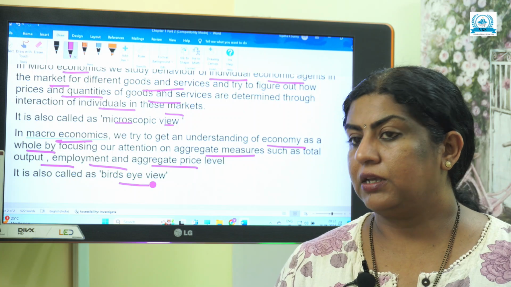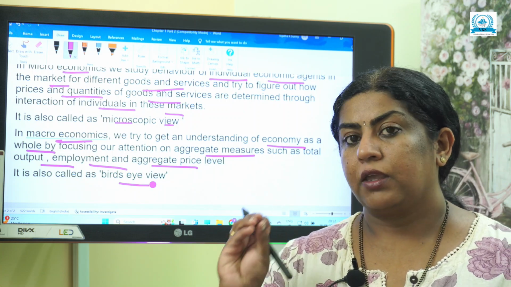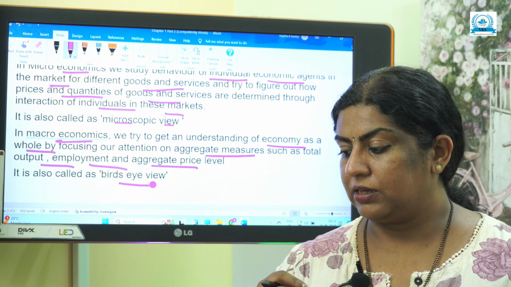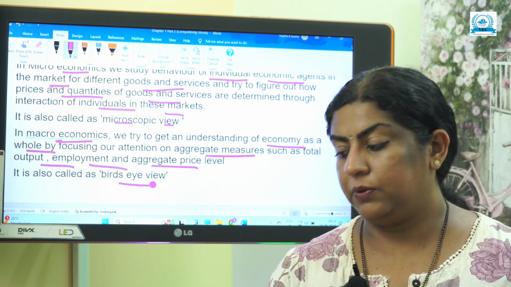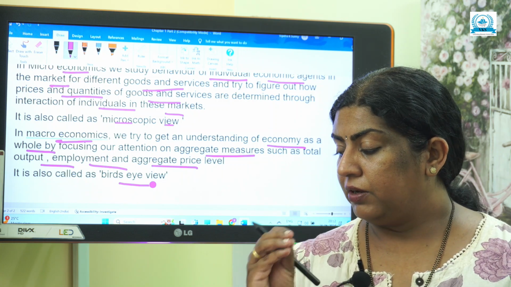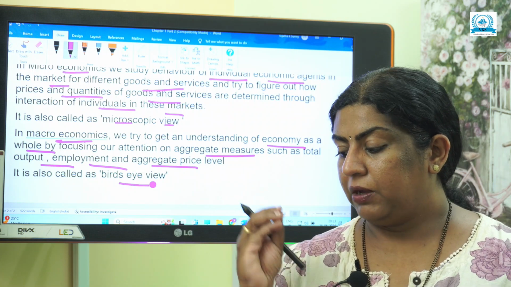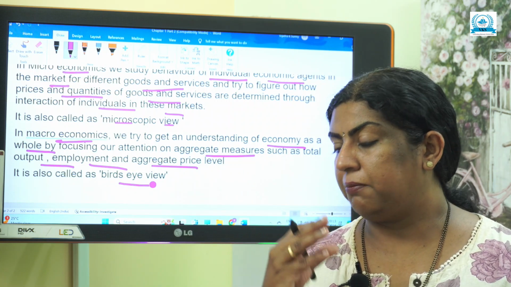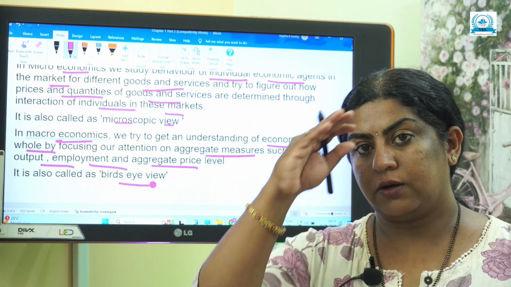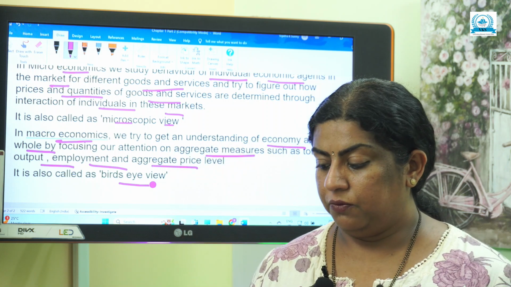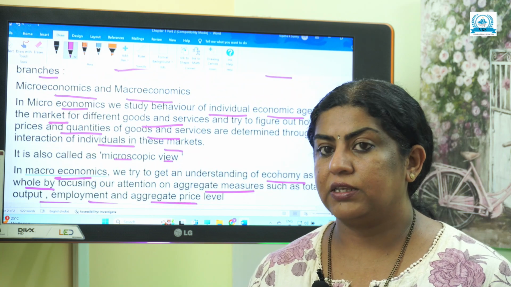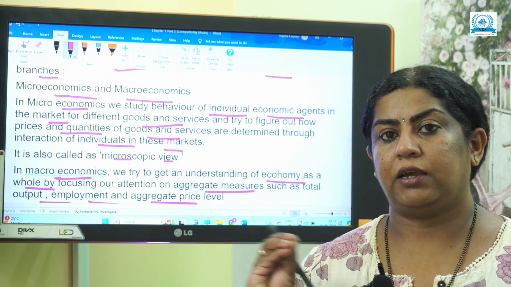So in microeconomics, we study the behavior of an individual economic agent in a market, and we try to figure out how the prices of goods and services are determined through the interaction between individuals in the market. It is a microscopic view. In macroeconomics, we try to understand the economy as a whole by focusing our attention on aggregate or total measures such as total output, total employment, aggregate price level, and it is called a bird's eye view because it is a whole view altogether. So that is about the two main important differences between microeconomics and macroeconomics.